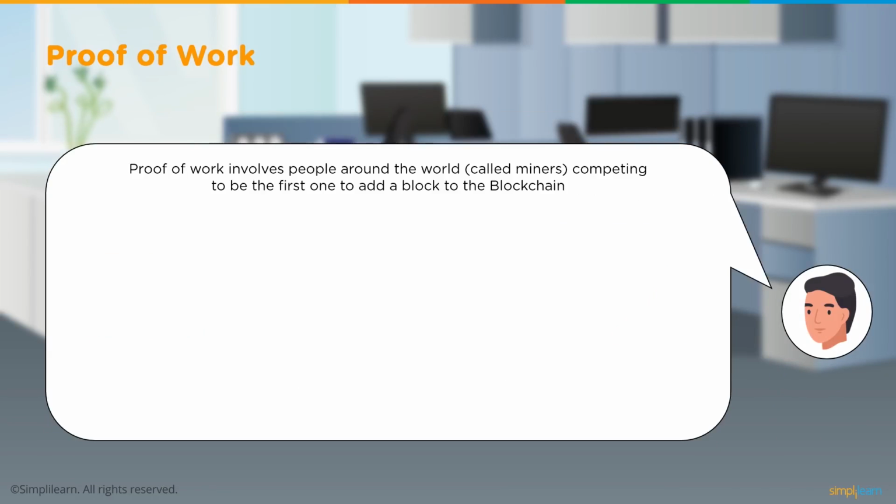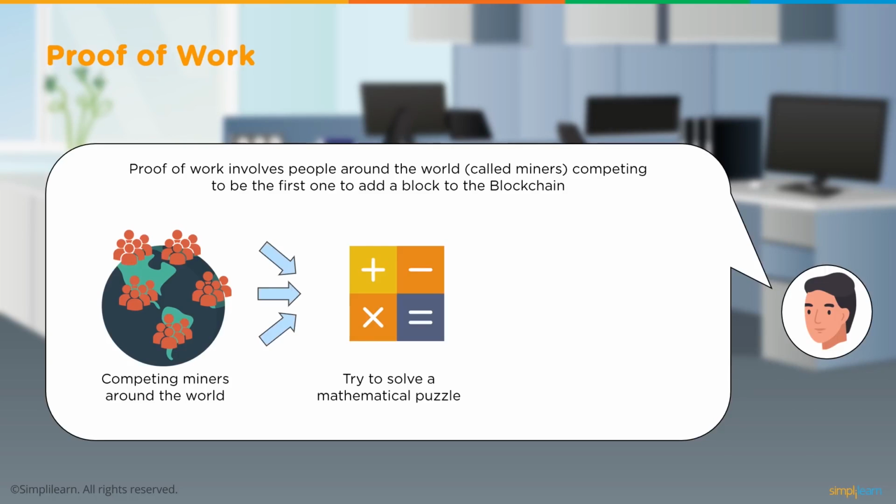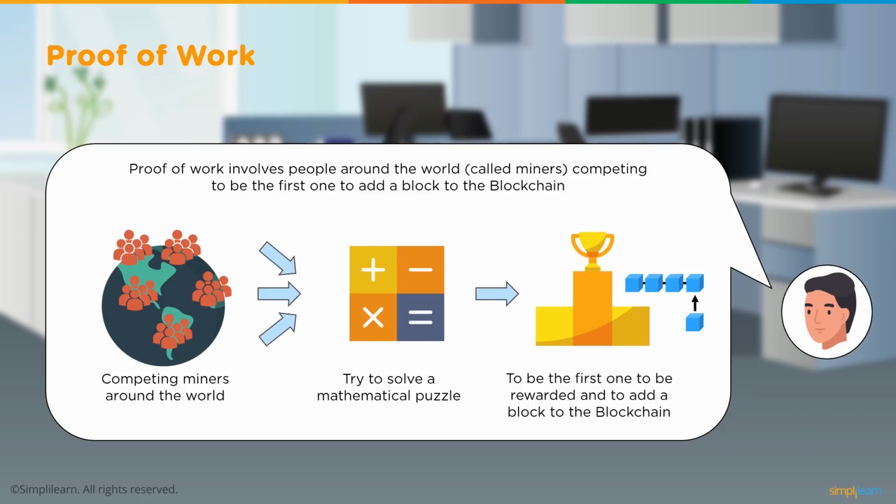So proof of work involves people around the world, the participants in the network called miners, competing to be the first one to add a block to the blockchain. And in lieu of this, they will be rewarded. There are competing miners around the world. They are trying to solve a mathematical puzzle to be the first one to be rewarded and to add a block to the blockchain. So this is the reward. Thereby they invest in the computing power, they invest in the resources in order to mine and validate a transaction to get that reward.